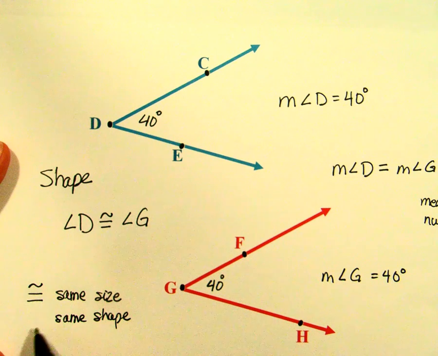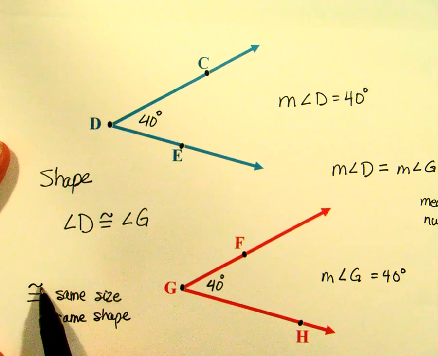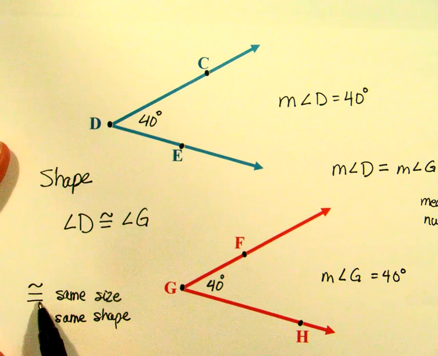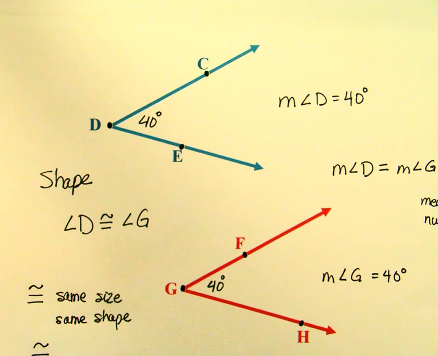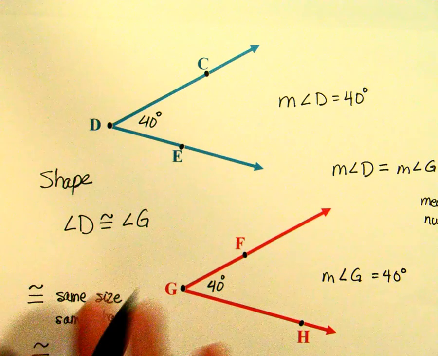It's composed of two symbols: the similar, which means same shape, and equals, which means same size. In some books, you'll see this with only one line. That's still congruent. But most of them these days use that one. Same size, same shape. So angles that have the same measure are congruent. That's how we're talking about it. Again, we're talking about the shape.